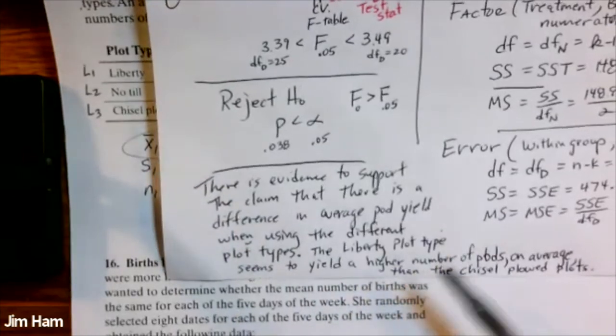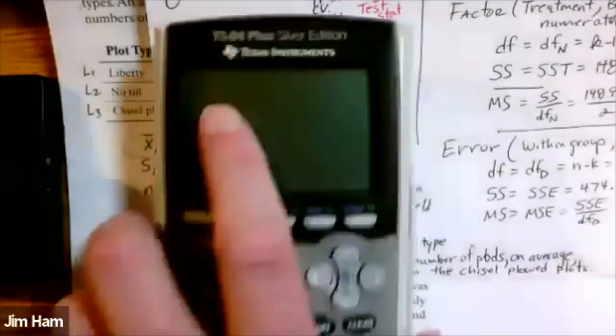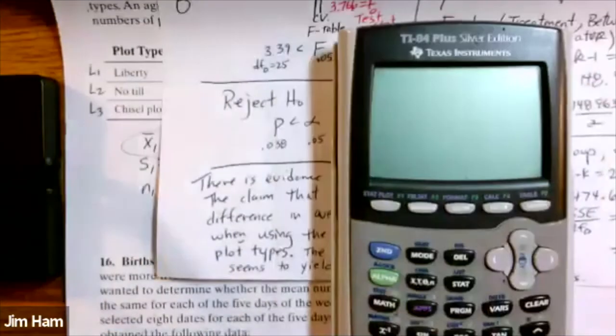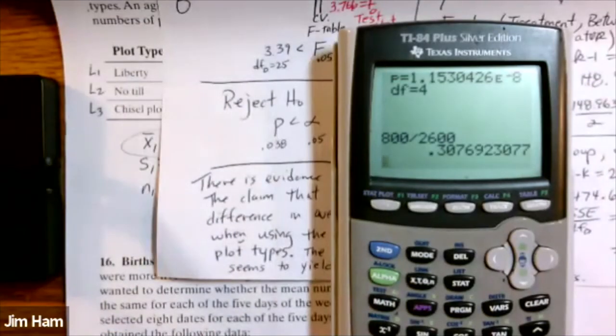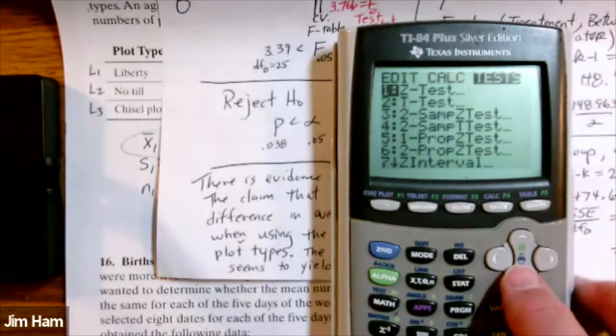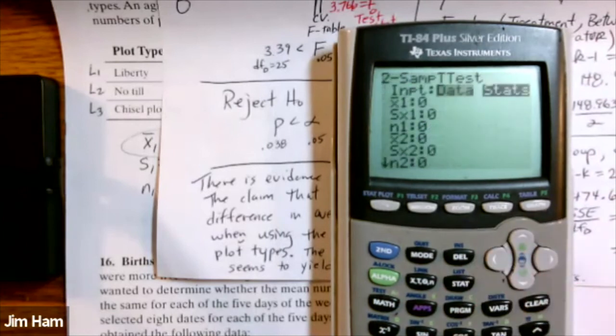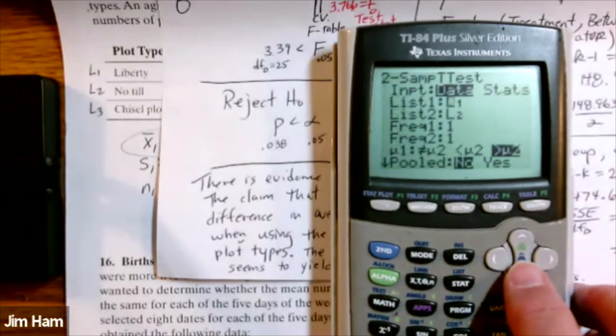The Liberty plot type seems to yield a higher number of pods on average than the chisel cloud plots. And we could actually do a t-test on those two, and we would probably see a statistically significant difference. So the t-test that we would use is the 2-sample t-test. And I think it was between L1 and L3.